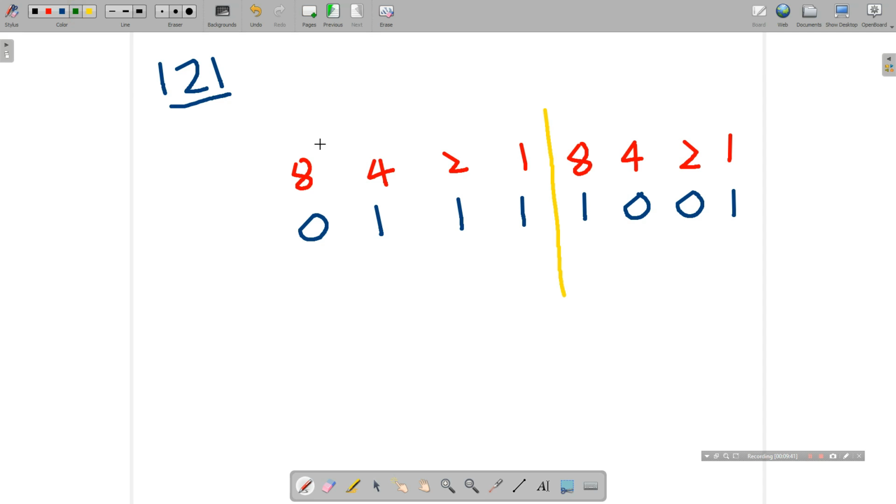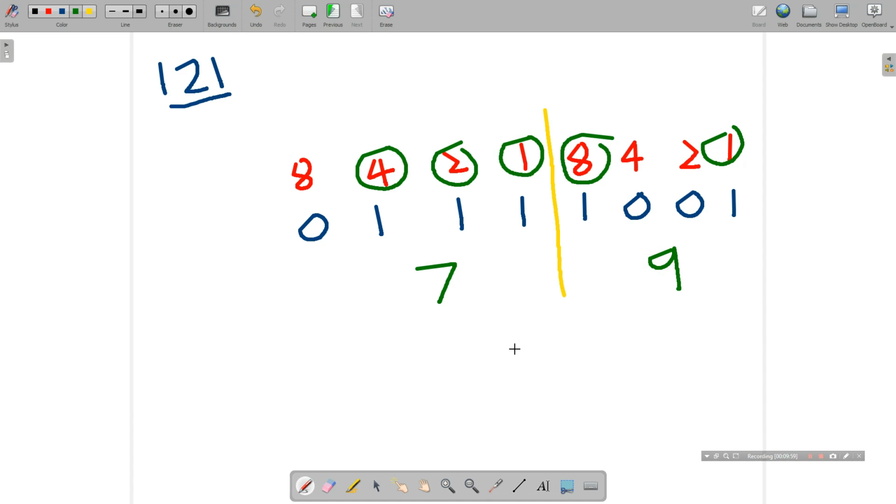And now we need to add up the numbers that contain a 1 under them. So here, 4, 2, and 1 makes 7. 8 and 1 makes 9. Which means 79 is our answer. 121 in base 10 is 79 in hexadecimal. So this is how to convert from decimal to hexadecimal using binary as the mid step.